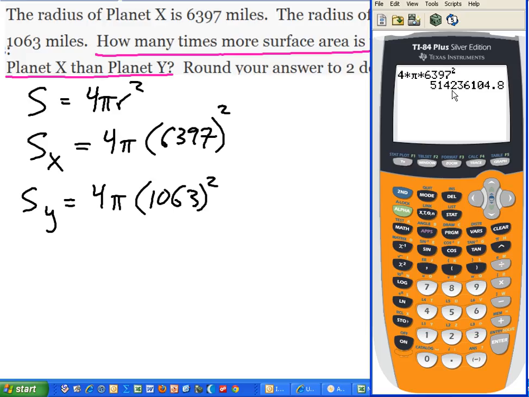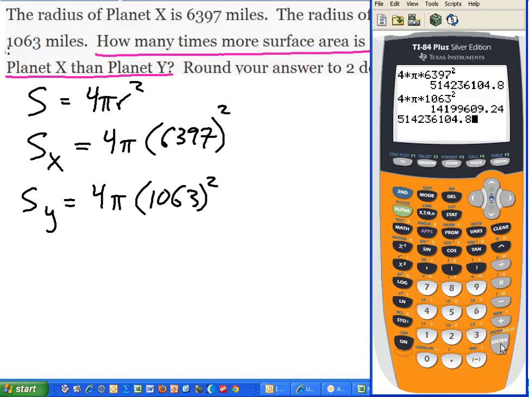Right? So if we divide those two, then the first one divided by the second one. Oops, did I mess that up? Yeah, I did. The first one divided by the second one. 36.21 times bigger. A lot bigger. A lot more surface area on that one planet than the other. Okay? All right, we're getting there.